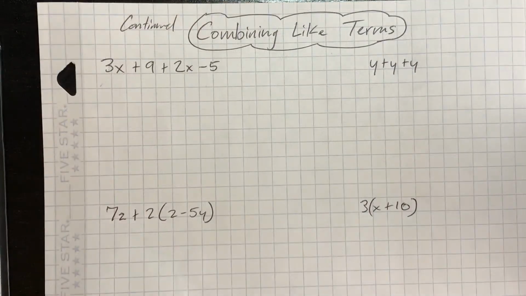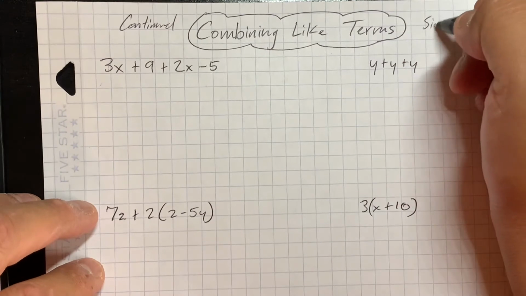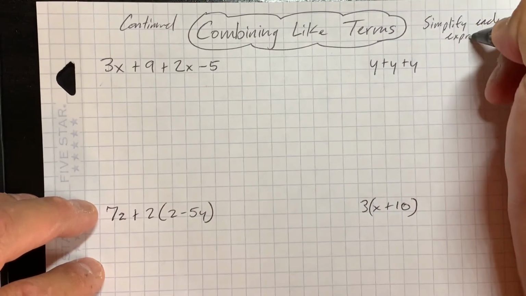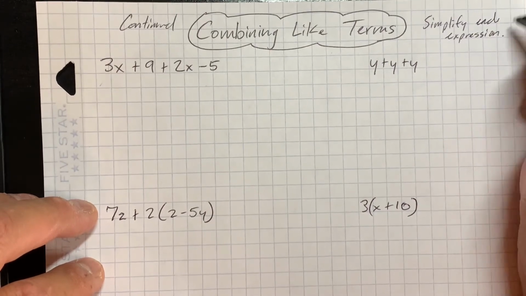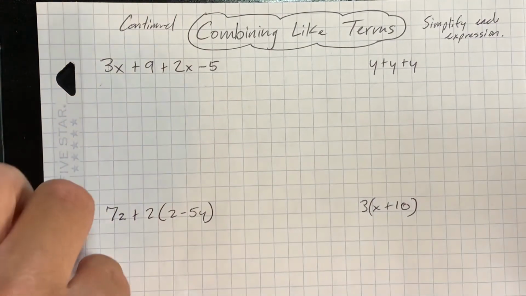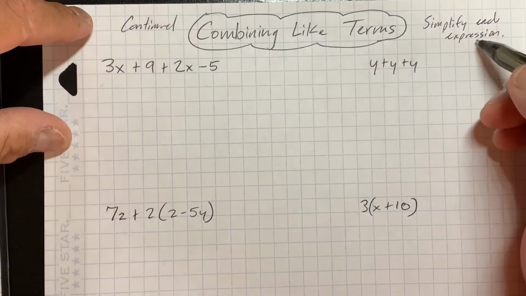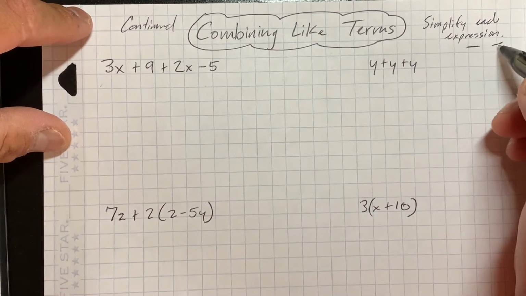All right, I want to continue with more examples about combining like terms. So we're going to simplify each expression here. So let me write the directions. Simplify each expression. Again, it doesn't tell us to evaluate. We're not solving, we're just simplifying the expression to where we have fewer numbers, fewer variables, fewer terms, that kind of stuff. So we're going to combine like terms. So listen and watch if I underline something once or twice.